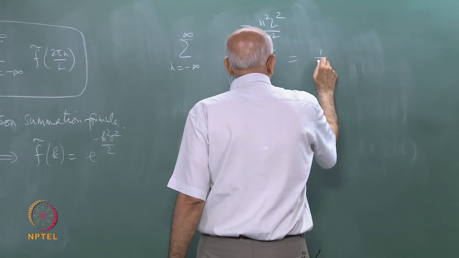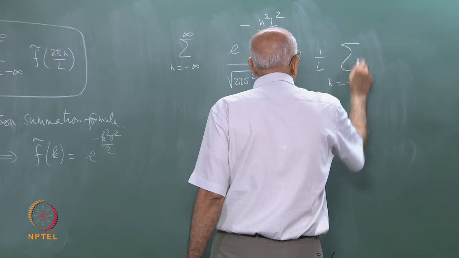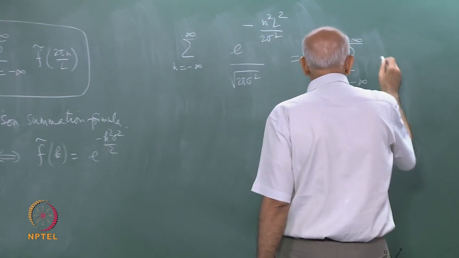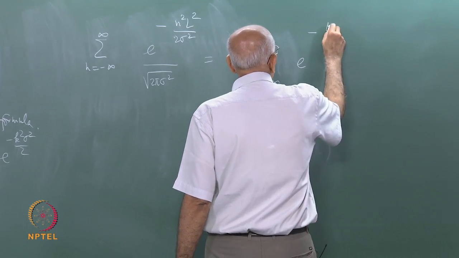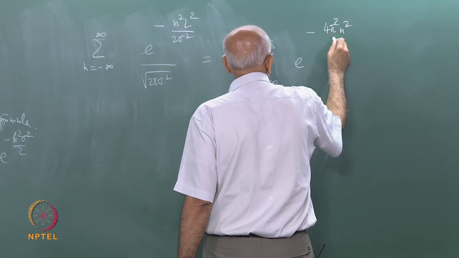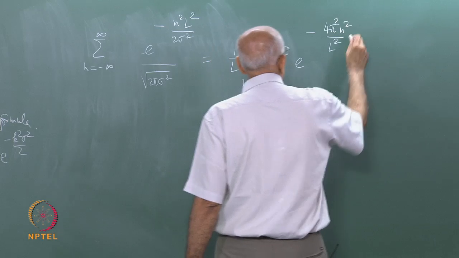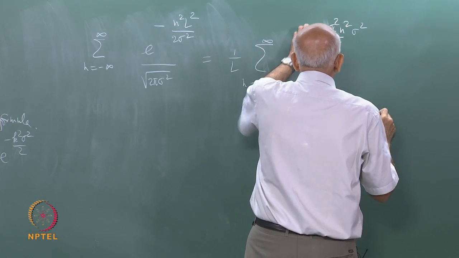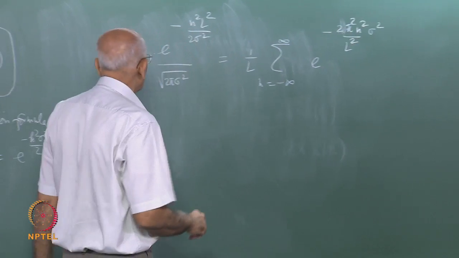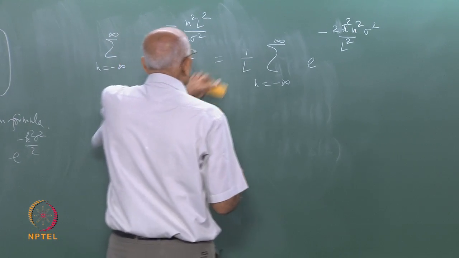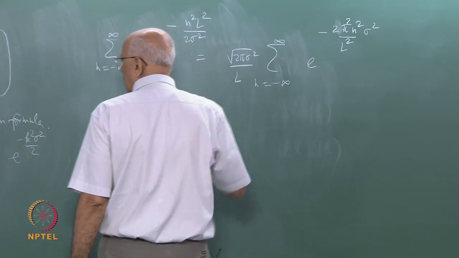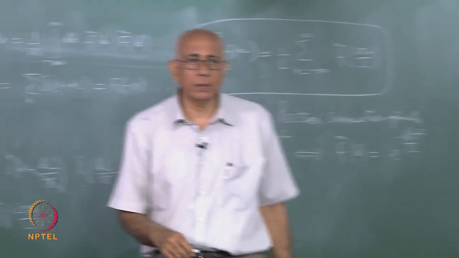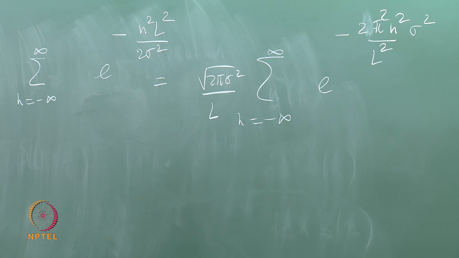This is guaranteed to be equal to 1 over L summation minus infinity to infinity e to the power minus, instead of k you have 4 pi squared n squared over L squared sigma squared over 2. So let us move this up here, and you have equal to root 2 pi sigma squared over L. There are too many constants here. There is L and sigma. We can combine these guys.